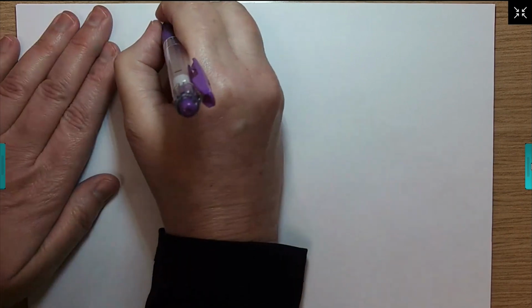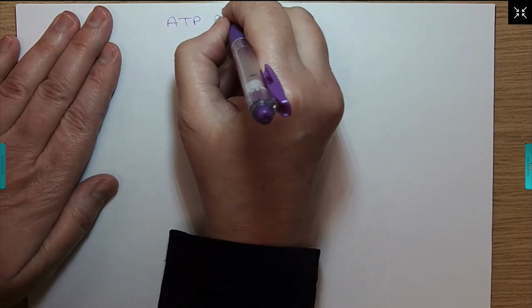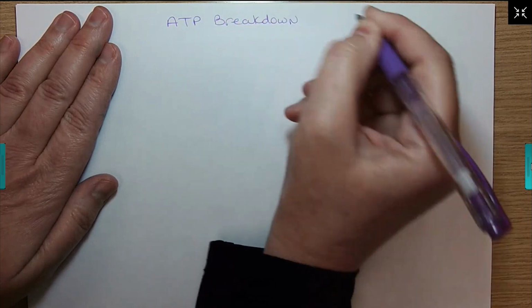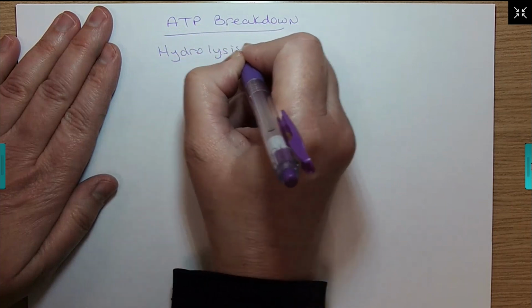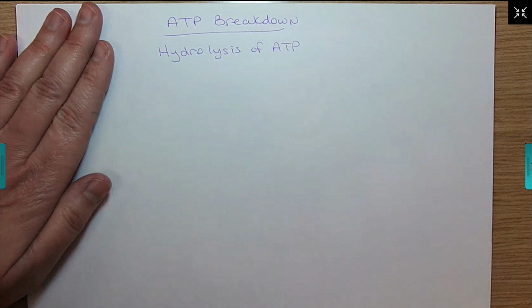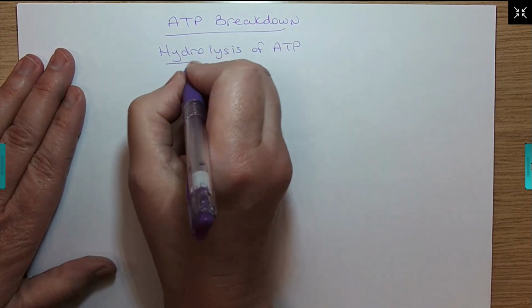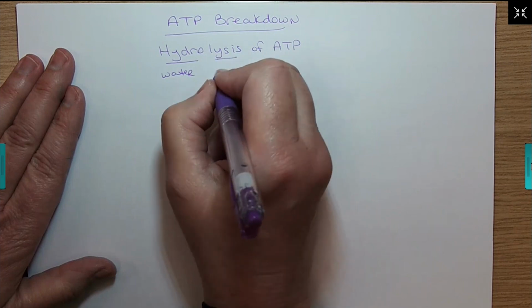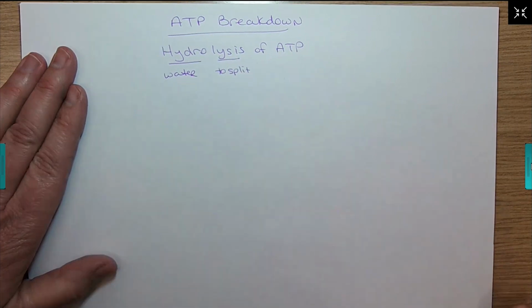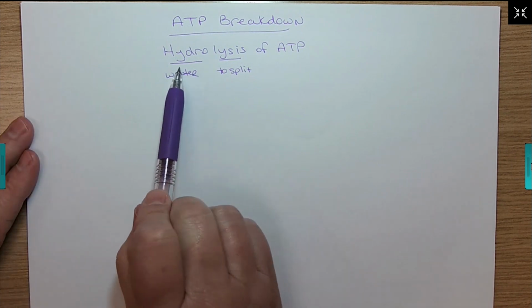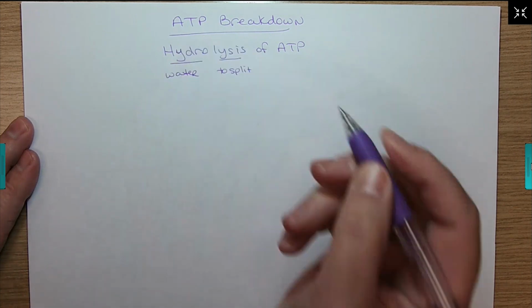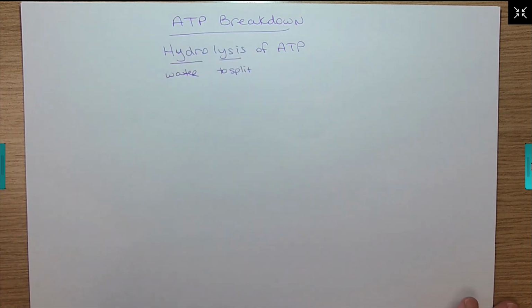So we've got ATP breakdown, also known as hydrolysis of ATP. Now, if you look at the word, hydro means water, lysis means to split. So what we're really doing is splitting that ATP molecule with the breakdown of water. I'm not going to get into the water part. We're just going to do an overview real quick. But that's really why it's called hydrolysis of ATP, because you actually use water to break the molecule down.